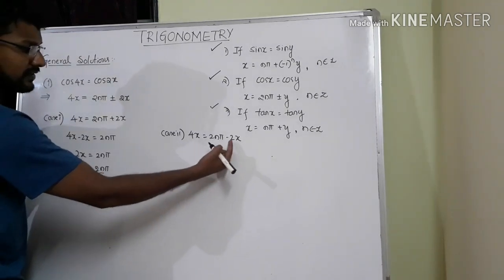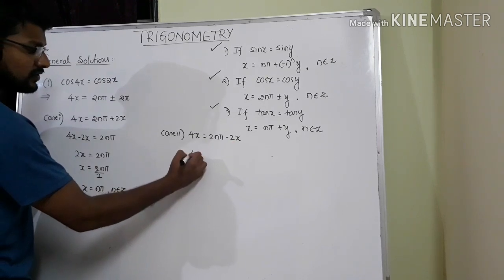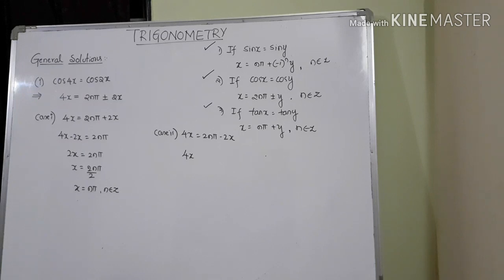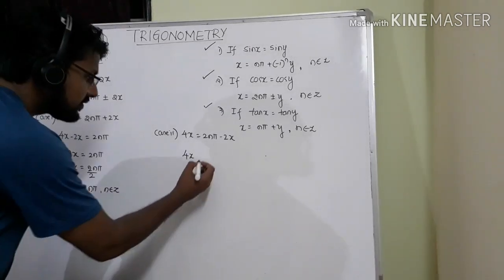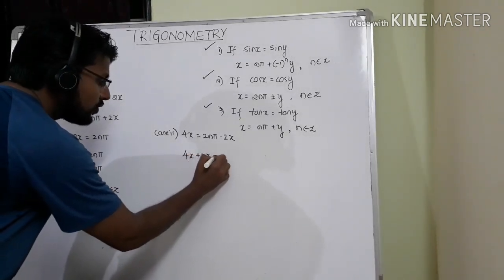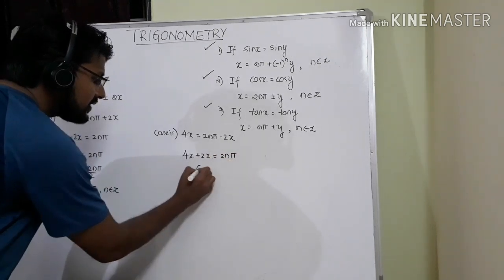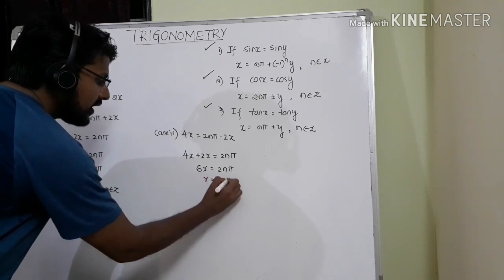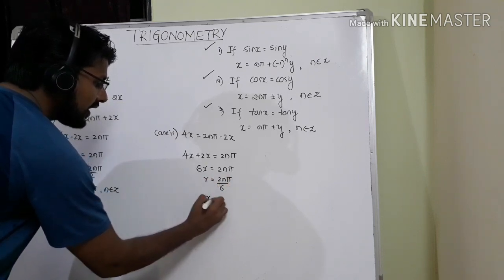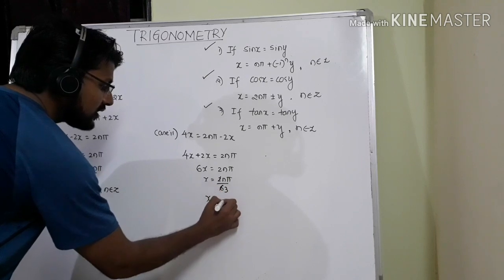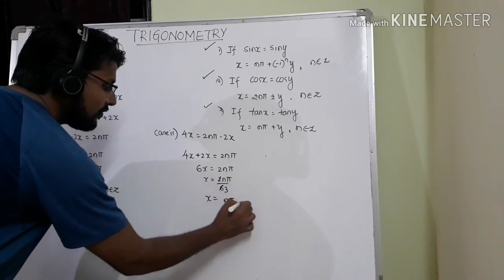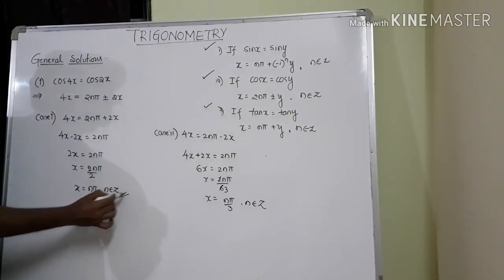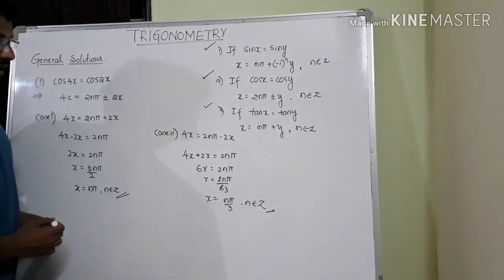Now in the second case, if minus 2x comes this side, this will be 4x plus 2x is equal to 2n pi, and this is 6x is equal to 2n pi, and x is equal to 2n pi divided by 6, or x is equal to n pi by 3, where n belongs to z. This will be the answer, friends. So please pause the video to note it down.